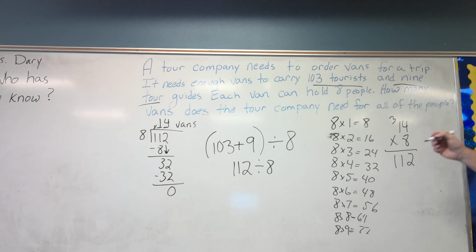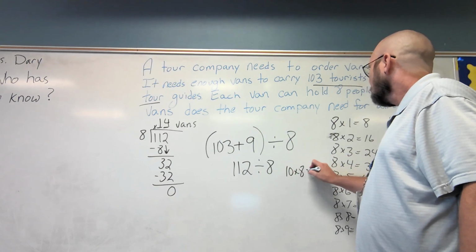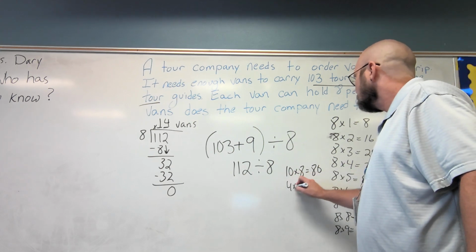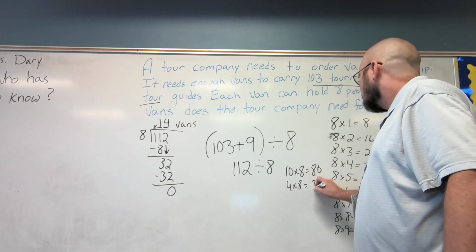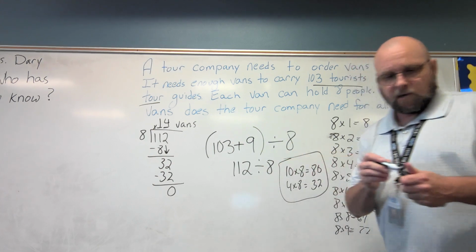Now I could also multiply it by 10 times 8 equals 80, and 4 times 8 equals 32, and this is another way to multiply.